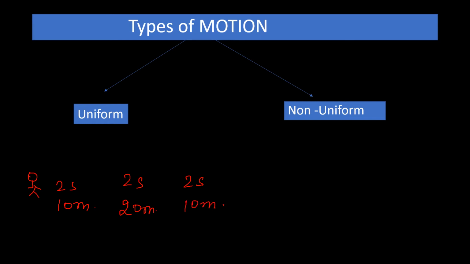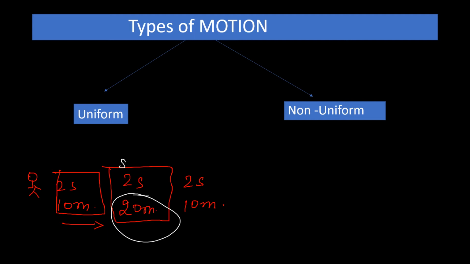So guys, here we can see in this span of time, the object has moved 10 meters. That means there was some speed of the object. But if we observe the second time frame, that is the next 2 seconds, the object has covered greater distance, guys. That means the object was having more speed in this time interval, right?